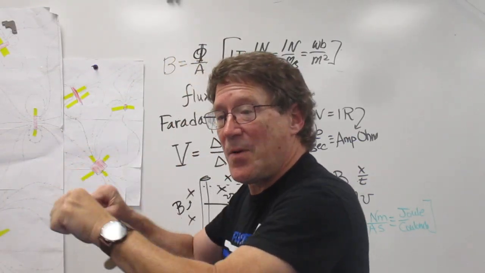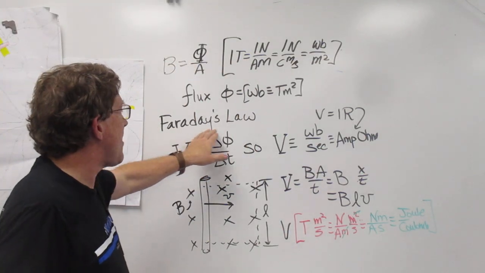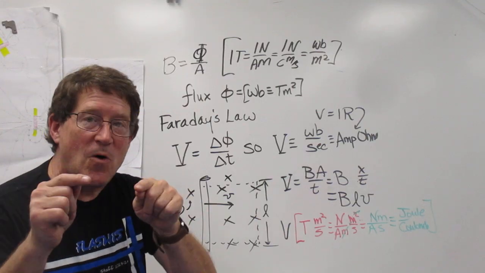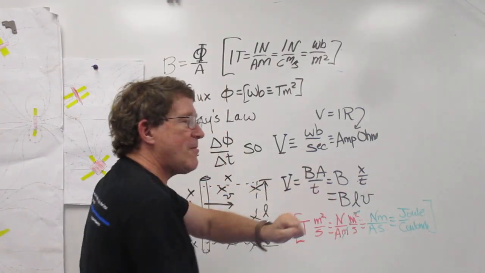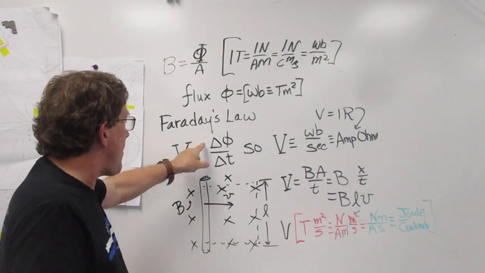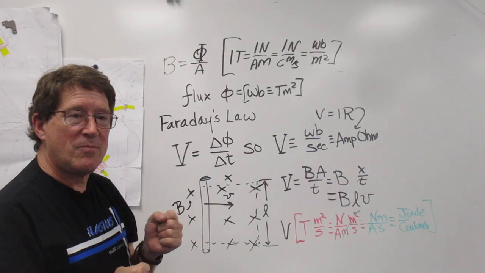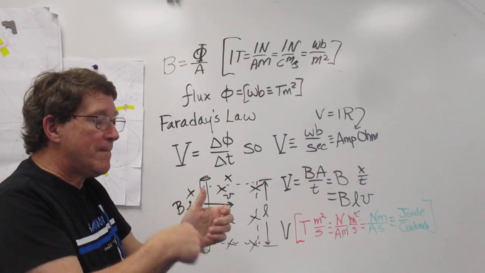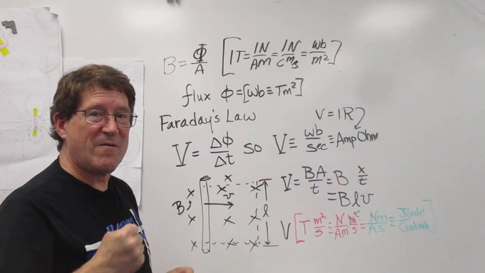But when we scrape a wire across the magnetic field, this is part of what Faraday's law is. What Faraday's law says is that the voltage induced in a wire when you scrape a wire across the magnetic field is proportional to the rate of change of the flux. So if we go faster, we get more voltage. If we have a longer wire, we get more voltage. If we have more turns of wire, a bigger number of wires, we get more voltage.